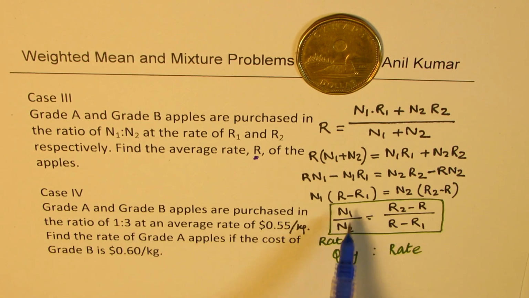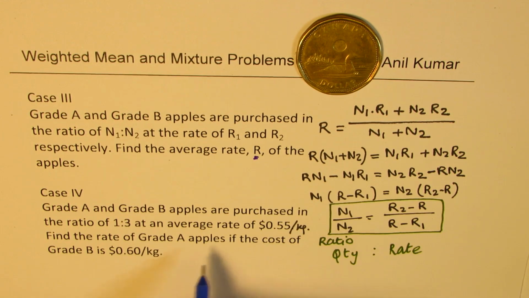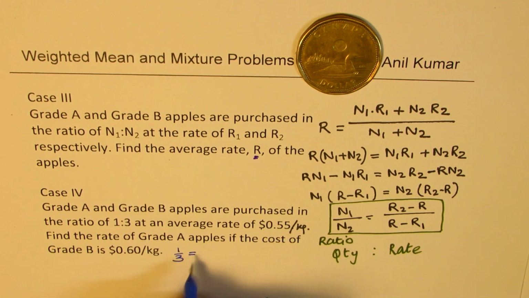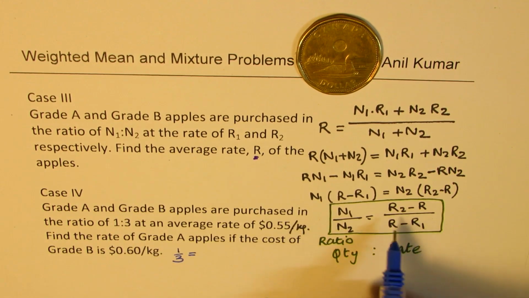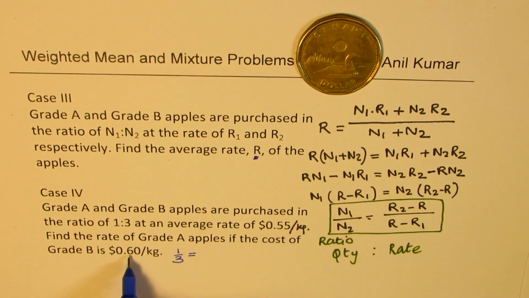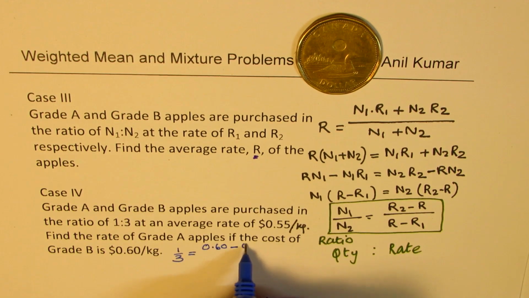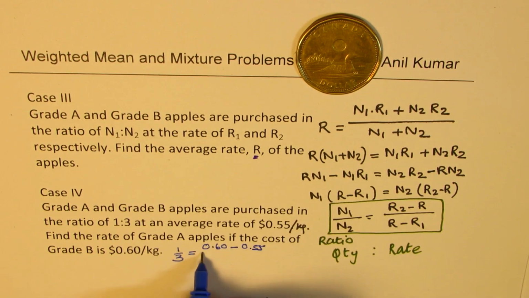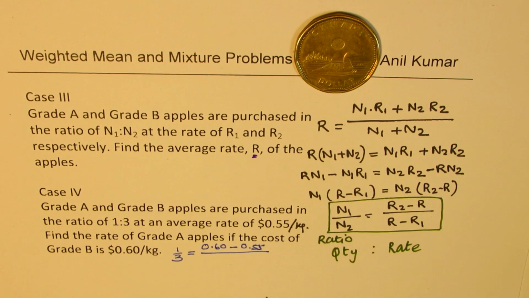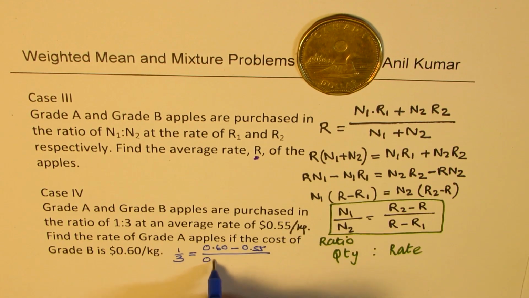So if I substitute these values, let's do it on this side. n1 over n2 equals 1 over 3. R2 is now known to us as 60 cents. This is A on the top, B below. So it is 60 minus 55 over 55 minus the rate of the first one, R1, correct? So that is what we get.